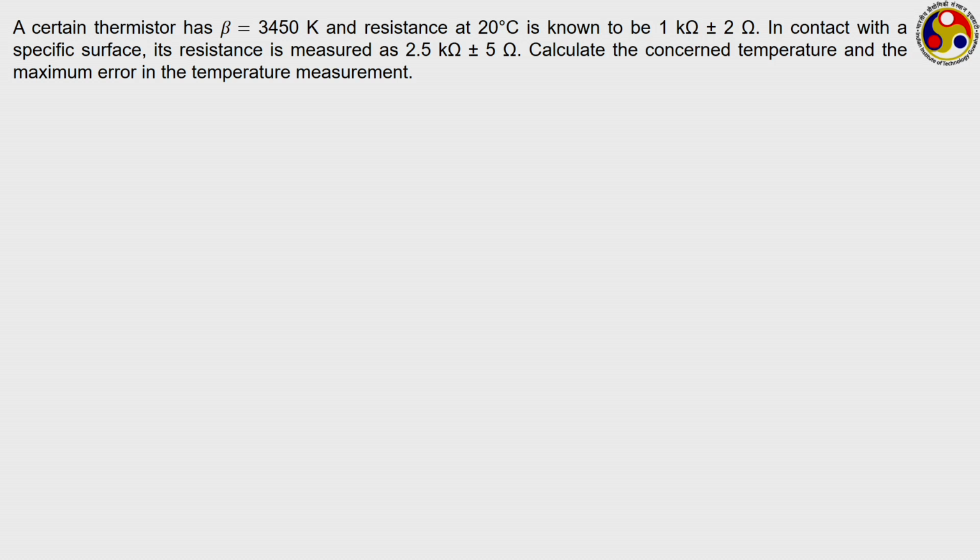of 2 ohm. So, now for a thermistor, what is the relation with temperature? We know that the temperature relation is given as RT equal to R naught into exponential beta into 1 by T minus 1 by T naught, or log of RT by R naught is equal to beta into 1 upon T minus 1 upon T naught.